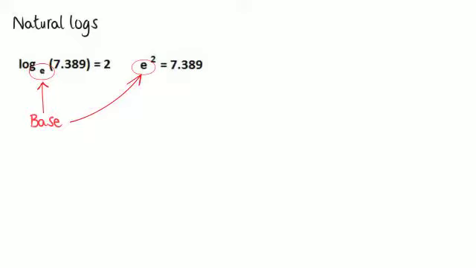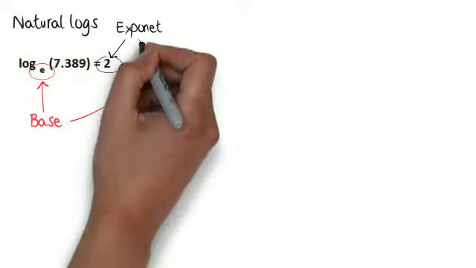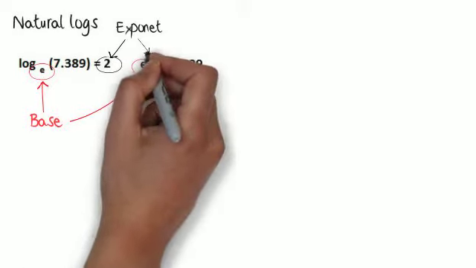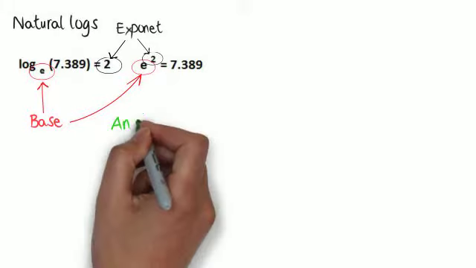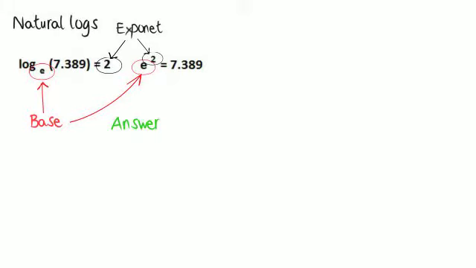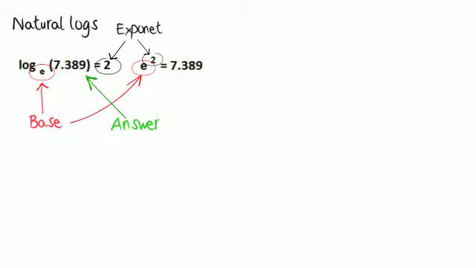Well, that's the same thing as saying e to the second power equals 7.389. You'll notice that the base is e, just like it was with the base 10 logs. The exponent is 2, just like it was in the base 10 logs. And the answer is, in this case, 7.389, just like it was in the base 10 logs. So the expressions are exactly the same.